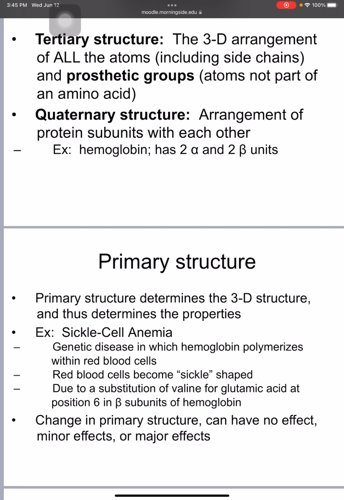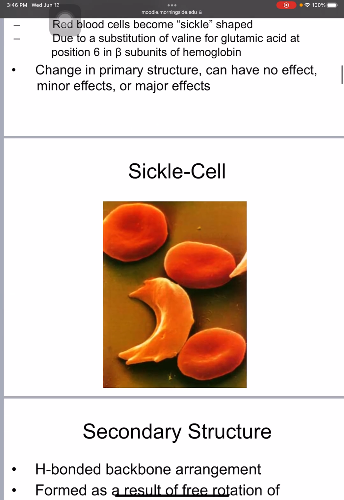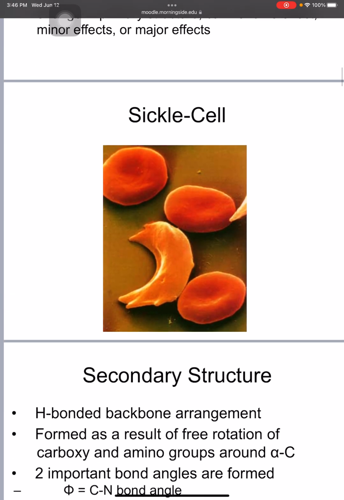Little things can make a big difference, all right? A really good example of this is a condition called sickle cell anemia. And I'm sure you've heard of sickle cell anemia. It's a pretty well-known condition, and it's probably also something that you've gone over in genetics because it is a genetic disease. Basically, what happens in sickle cell anemia is you have red blood cells, and they get kind of misshapen, right? So here you see a photo that has several normal red blood cells.